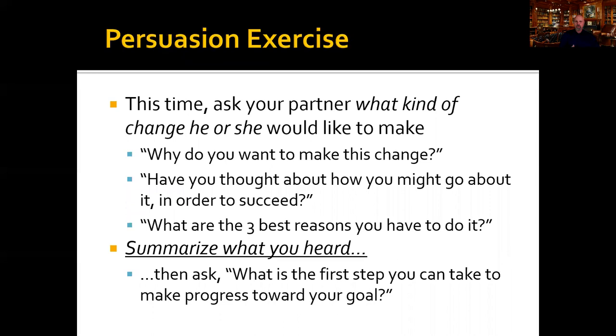And then we do the same exact exercise with the same people in the same roles. So the counselor remains a counselor, client remains the client. But this time the counselor has to ask the partner what kind of change he or she would like to make. And then they ask questions like, why do you want to make this change? Have you thought about how you might go about it? What are the 3 best reasons you have to do it? And then they summarize what they've heard, and then they say to the client, well, what's the first step you could take to make progress towards your goal? And then we have a discussion.